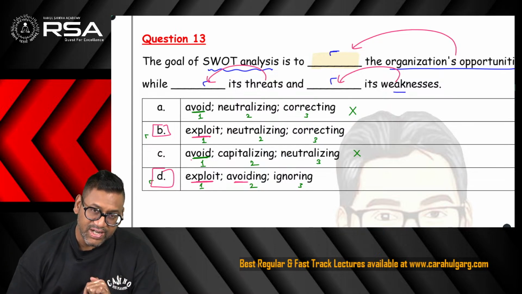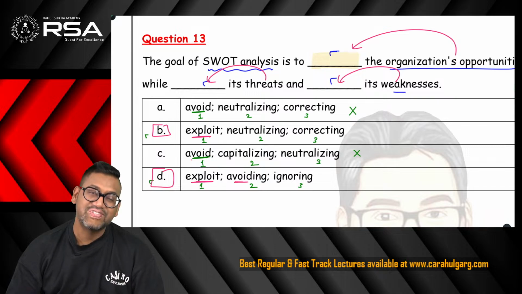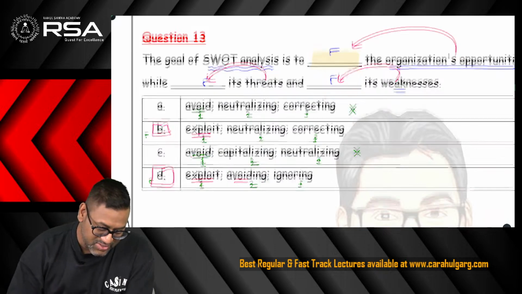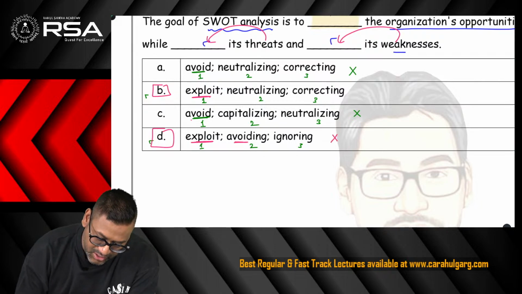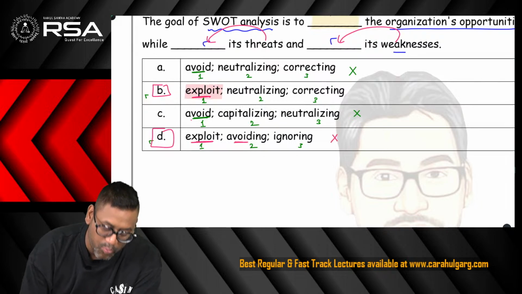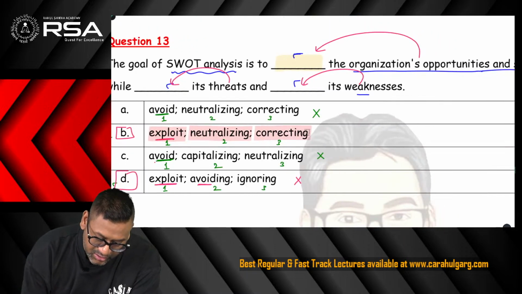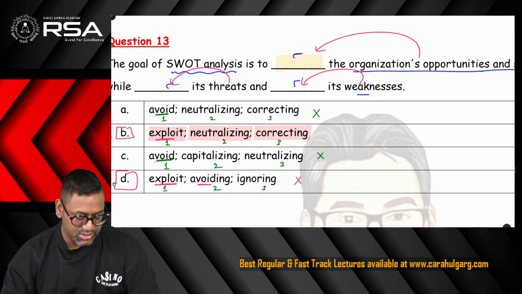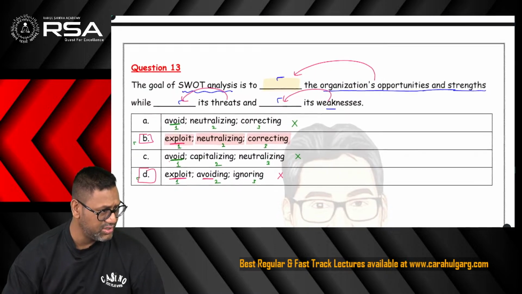And you think that the lion will not eat you because your eyes are closed. So this is the wrong thing to do. This is the wrong strategy. So again, this is the wrong answer, which means this becomes my correct answer: I will exploit the opportunity, neutralize the threats, and correct my weaknesses. So this becomes the correct answer, child. Very right, very right to the students who are giving the correct answer.